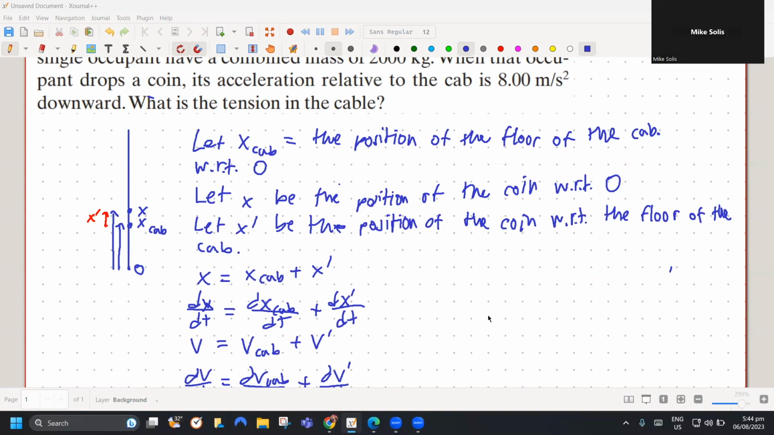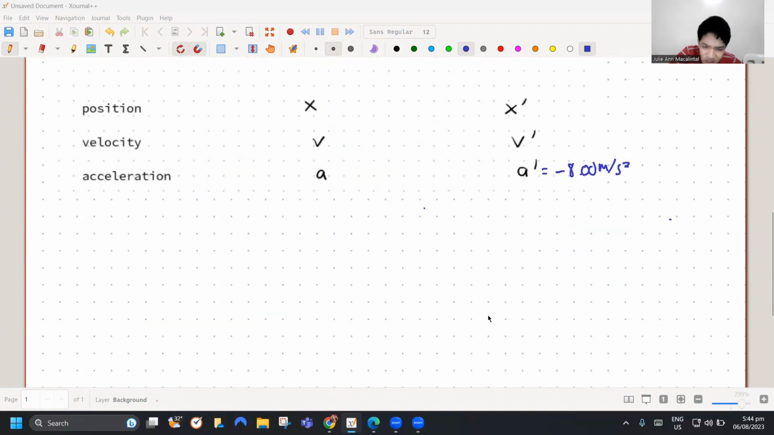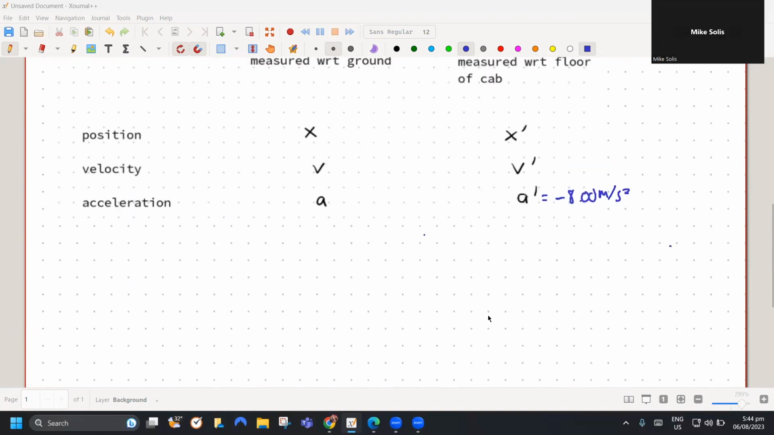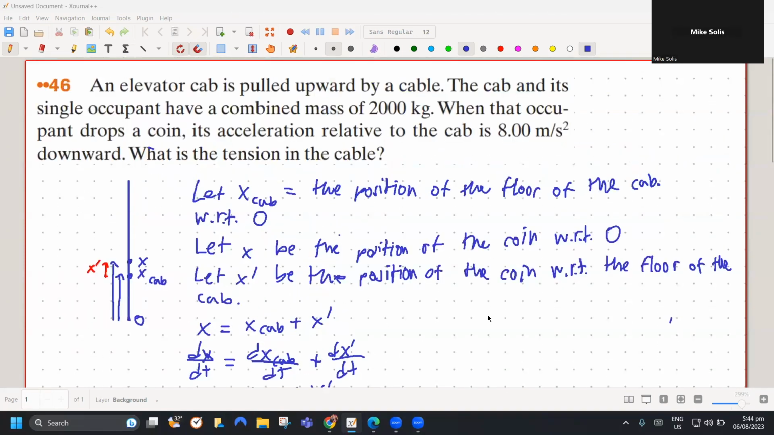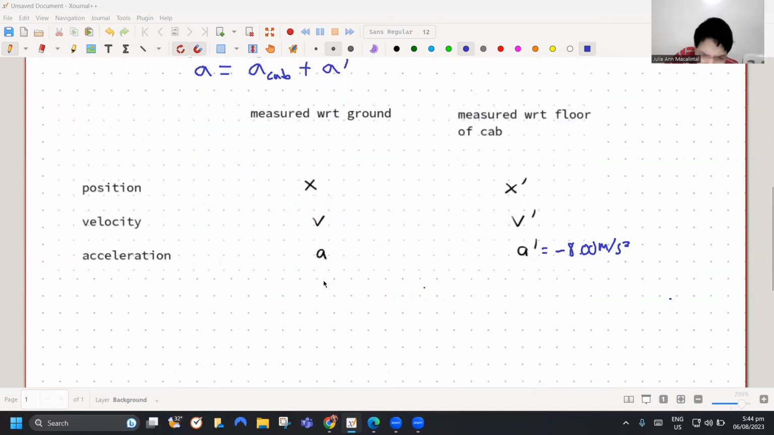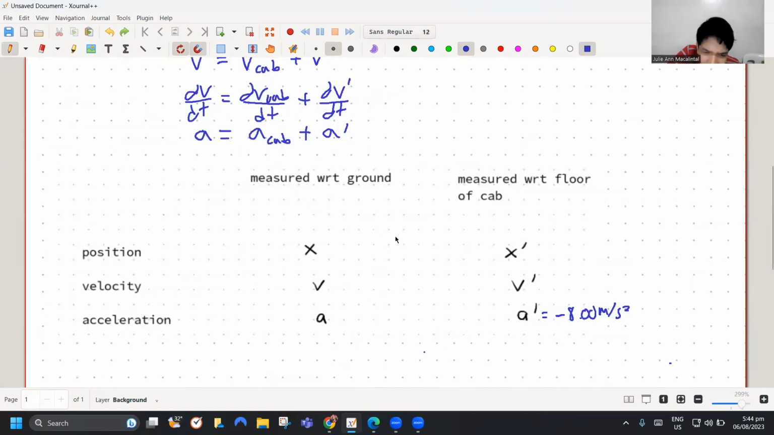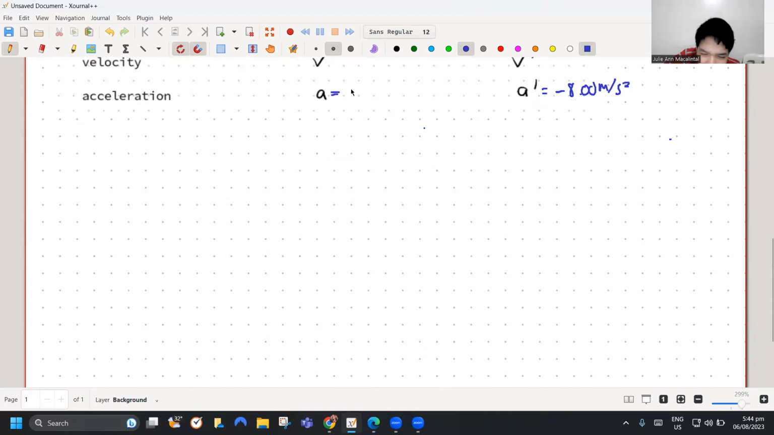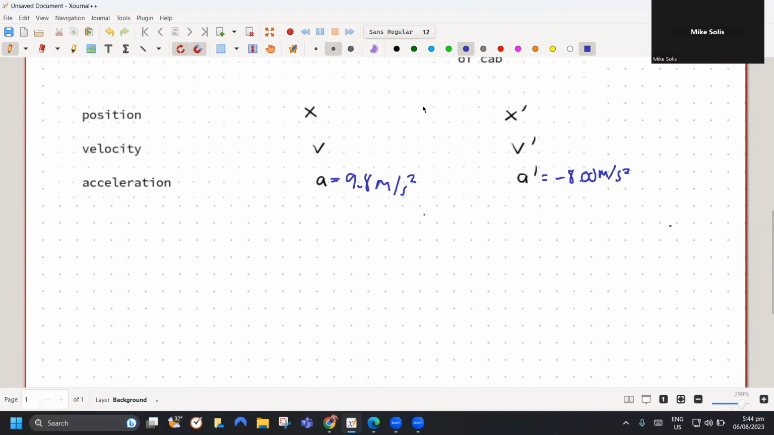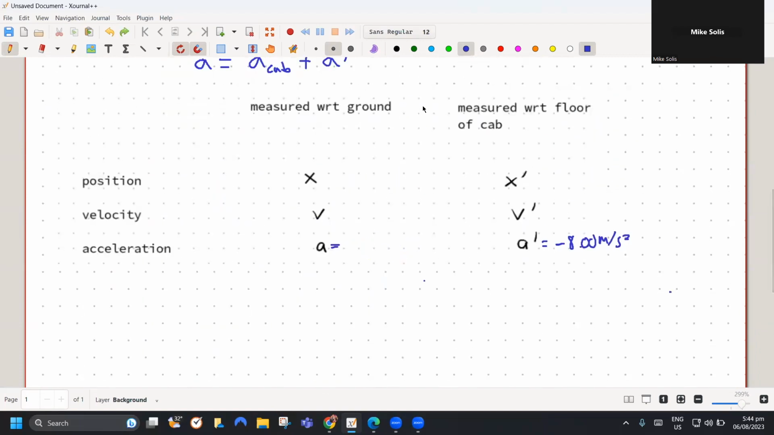So, ano acceleration nung coin? G, which is... Oh, okay. So, fill up mo yung table. Ano siya? A. Teka, accelerating yung coin upwards? Accelerating downwards.